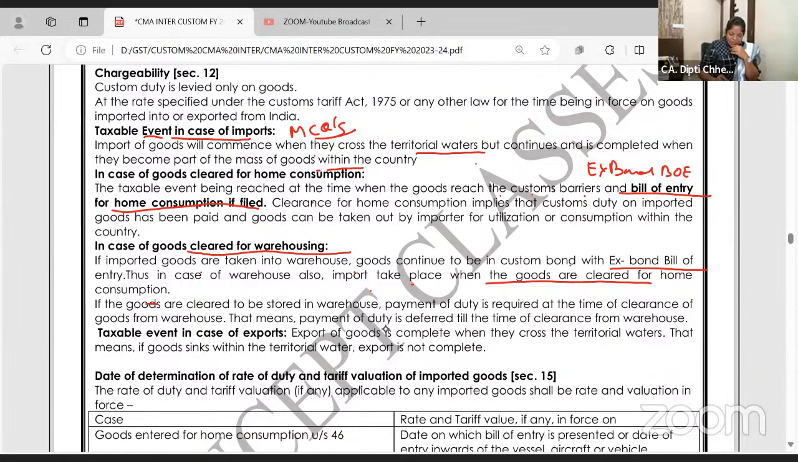Right. If the goods are cleared to be stored in the warehouse, payment of duty is not required at the time of clearance of goods. That means payment of duty is deferred till they are cleared from the warehouse. You can store the goods in the warehouse without the payment of duty. Once again, what's the taxable event for import? When the goods enter the territorial waters and when the bill of entry is submitted for clearance, for home clearance.